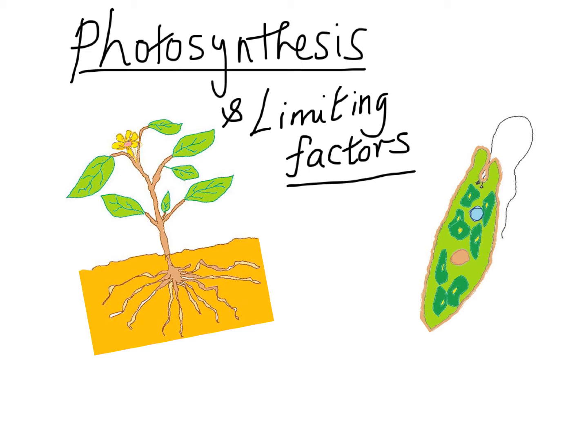Welcome to this biology lesson in photosynthesis. In this lesson, we're going to be mainly looking at the factors that affect the rate of photosynthesis. When we say rate of photosynthesis, we mean how fast photosynthesis happens in green plants and algae.